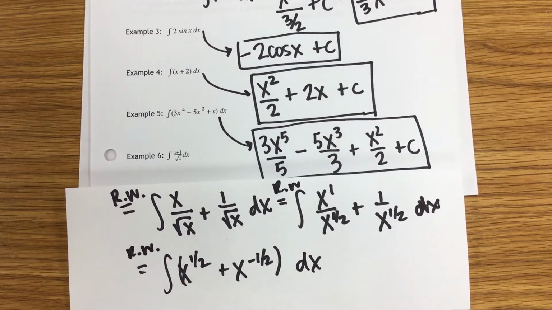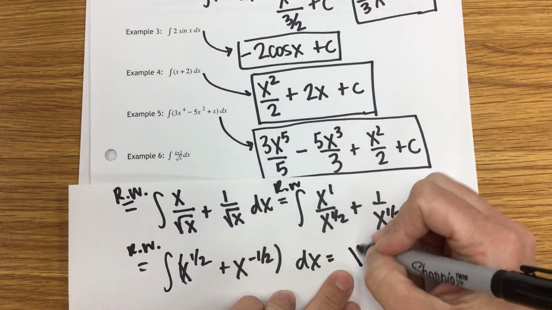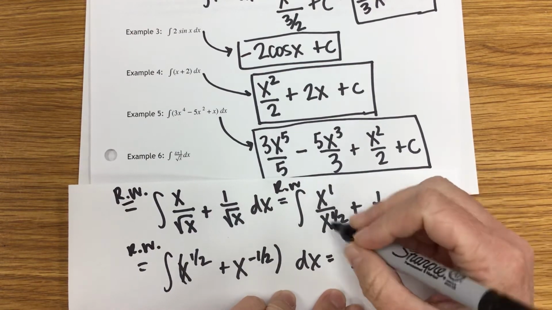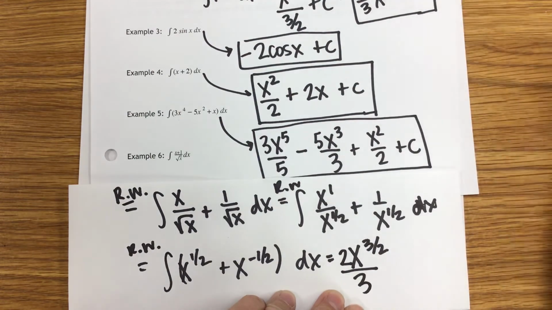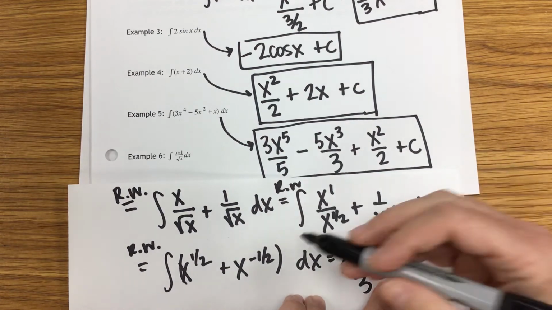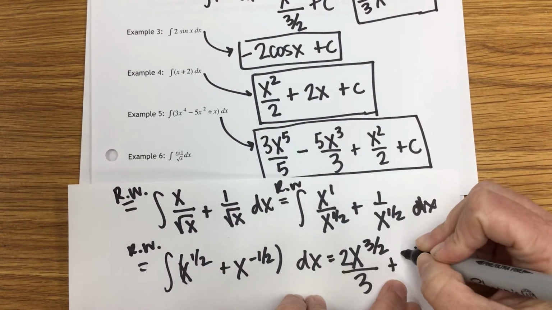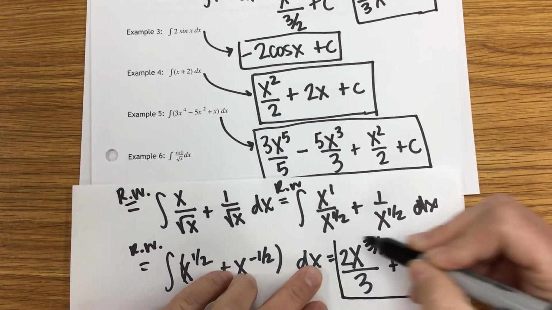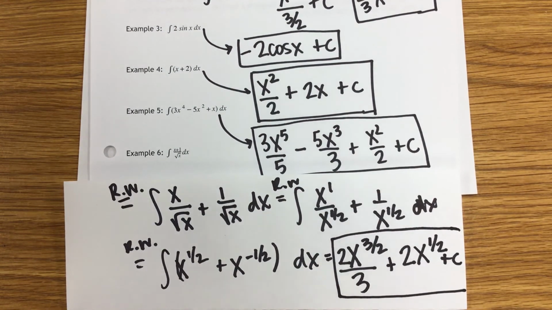Now that it's simplified, I can do the rule. And x to the half would be x to the half plus 1, which is 3/2. Divide by 3/2 is the same as multiply by 2/3. We saw that up in example 2. And then here, the next one would be negative half plus 1, so it would be x to the half. Divide by half is the same as multiply by 2. So I just skipped a simplifying step because I'm out of room. But this would be my final answer for number 6.